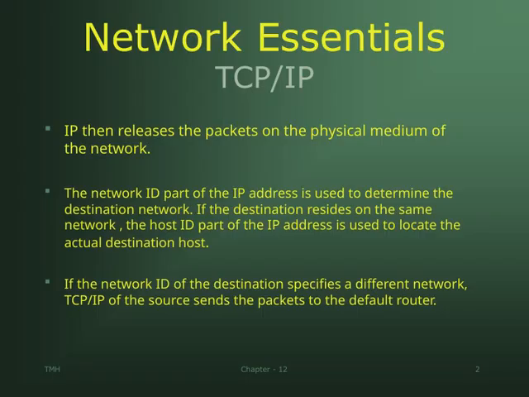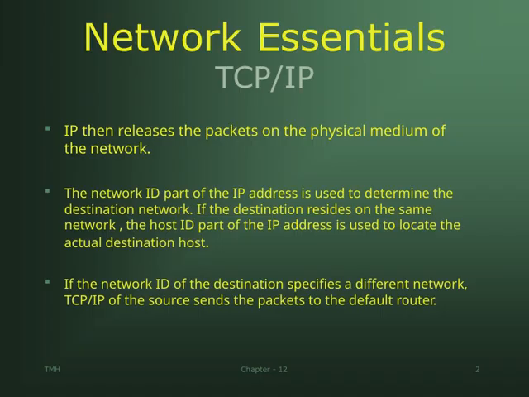Let's talk about how TCP/IP handles data packets on the network. When data is ready to be sent, IP then releases these packets onto the physical medium of the network, which could be anything from Ethernet cables to wireless signals. Now, a key part of this process involves the IP address, which is divided into two main parts: the network ID and the host ID. The network ID helps identify the destination network. If the destination device is on the same network, then the host ID is used to pinpoint the exact device.